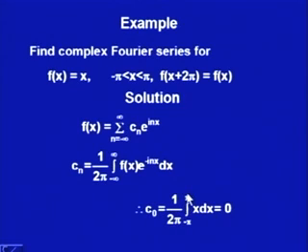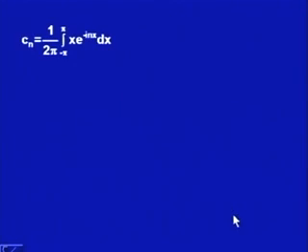So, we will break this into two parts. One is when n is 0, that is C naught; it would be 1 upon 2 pi, integral minus pi to plus pi, x dx. This is an odd function, so it would be 0. Now, C n for all n not 0 is 1 upon 2 pi, integral minus pi to plus pi, x times e to the power minus i n x dx.